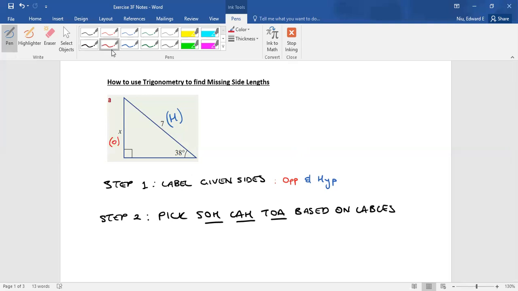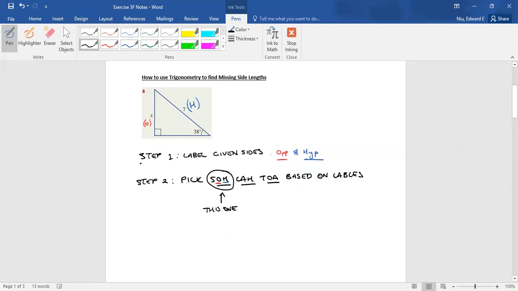What you notice here is we have opposite and we have the hypotenuse. So notice how we labeled the hypotenuse and opposite. This means to figure out x, we need to use the sine ratio. So we pick this one.